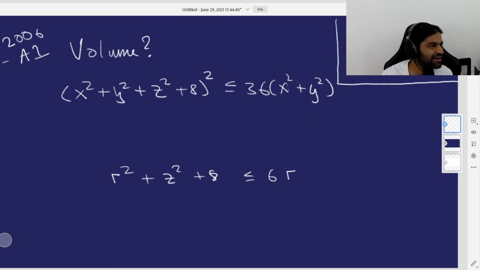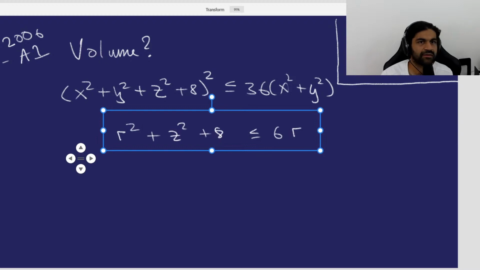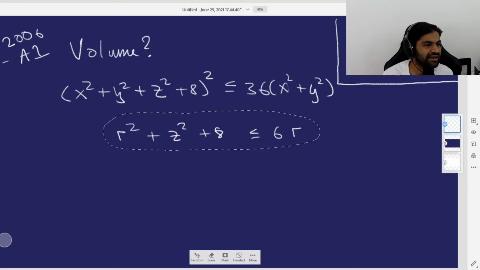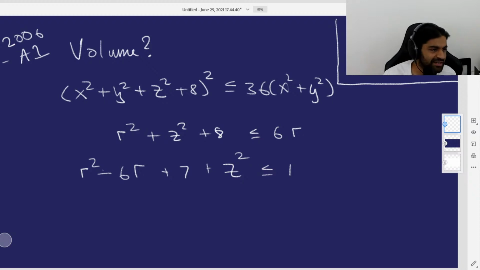But notice, let me move this up a little bit. You can take the 6r on the other side. So now you have r squared minus 6r plus 8 plus z squared. Actually, hold on. You want to do less than or equal to 1. So I think I'm going to do a 7 here. Oh wait, sorry. It would be a 9.